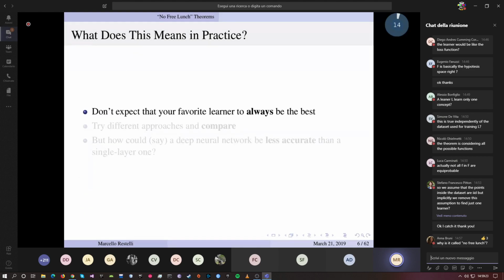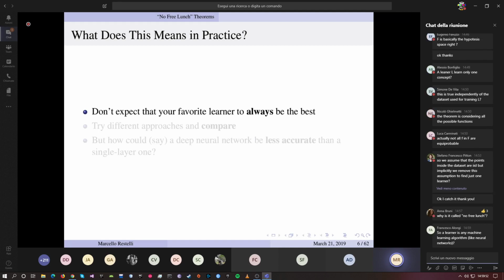So what is the take-home message that you have to learn is that you shouldn't expect your favorite learner to always be the best. This is very common in machine learning. People use techniques, see the performance, and say some techniques in some problems are very good, so this is the best technique, and the other techniques are not interesting because I have experienced that this was a very strong technique.